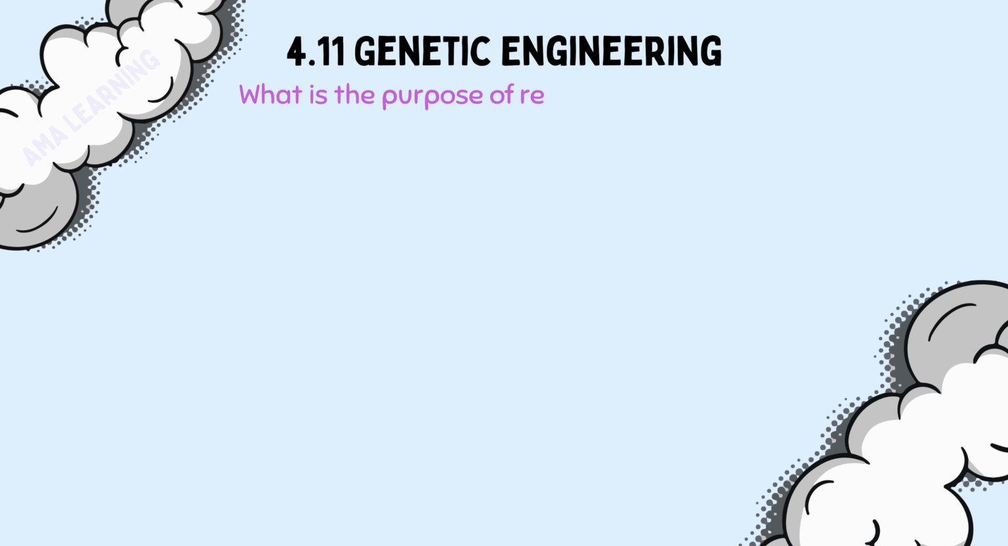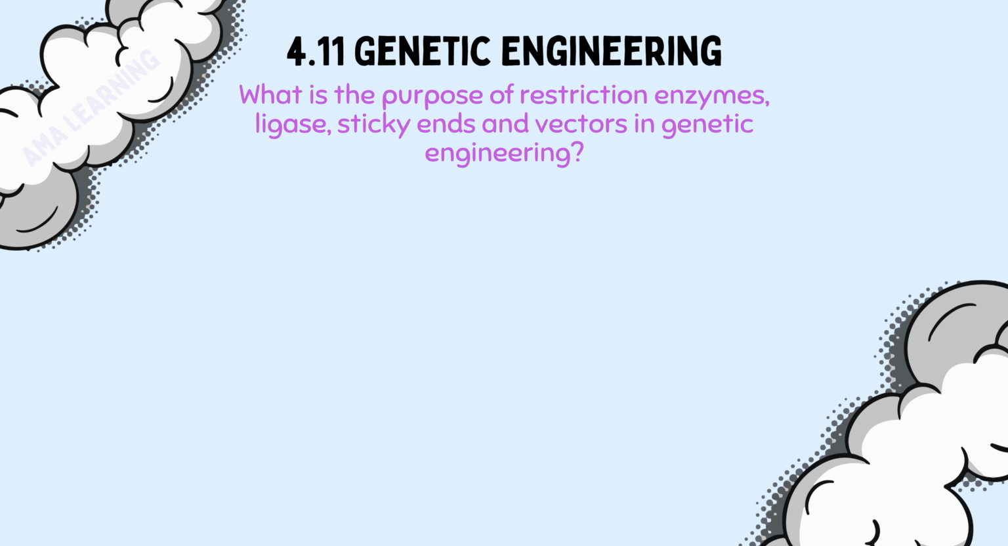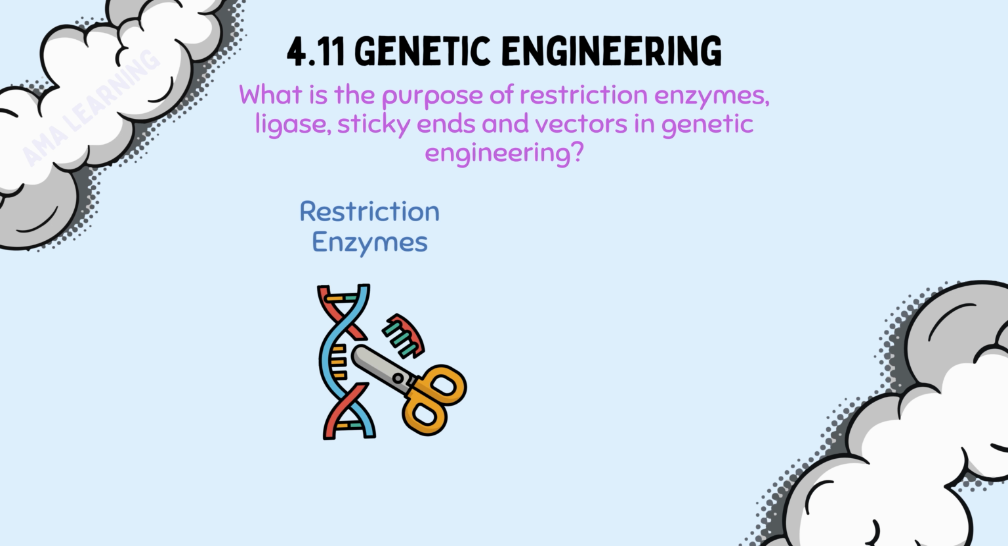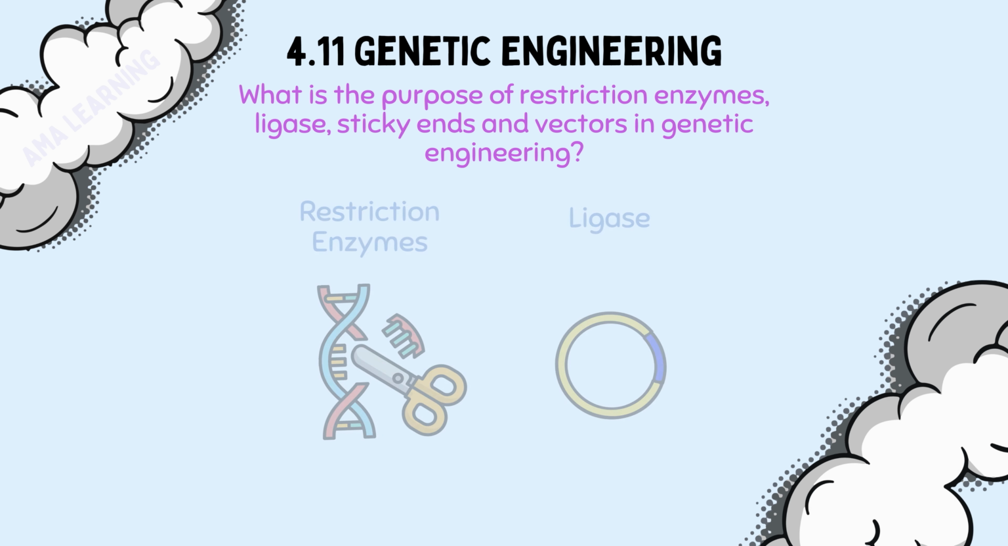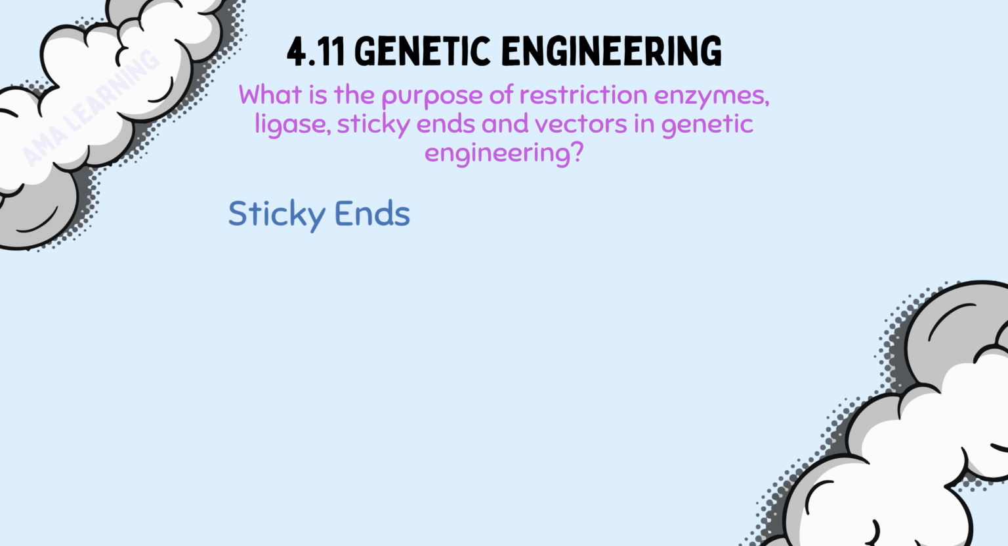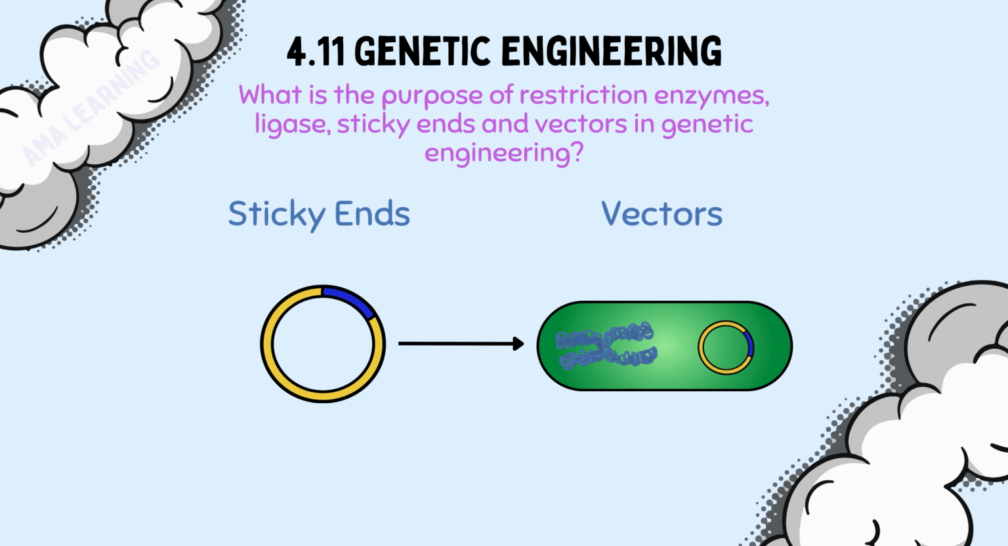What is the purpose of restriction enzymes, ligase, sticky ends, and vectors in genetic engineering? Restriction enzymes cut DNA at specific sequences, creating sticky ends for easy attachment. Ligase joins DNA fragments, forming a stable recombinant DNA molecule. Sticky ends enable complementary DNA fragments to bind together efficiently. Vectors carry the desired gene into the target organism, for example, plasmids for bacteria or viruses for animal cells.